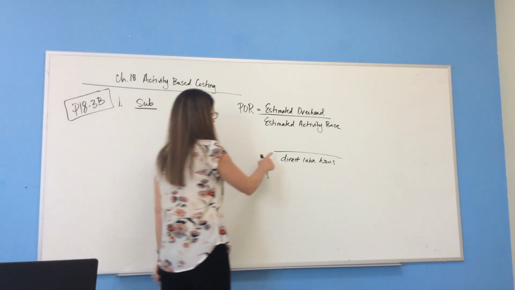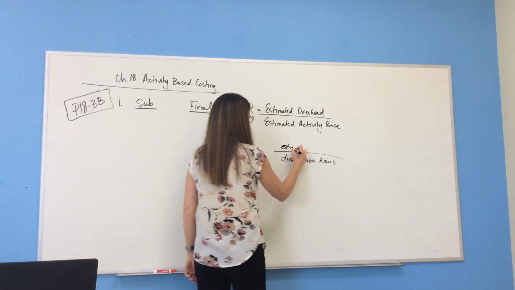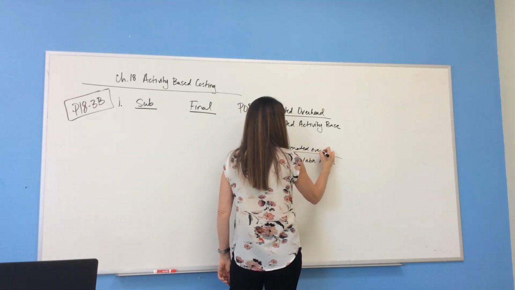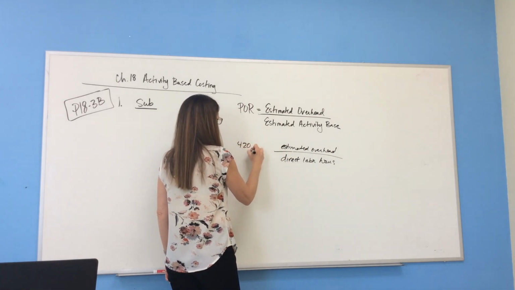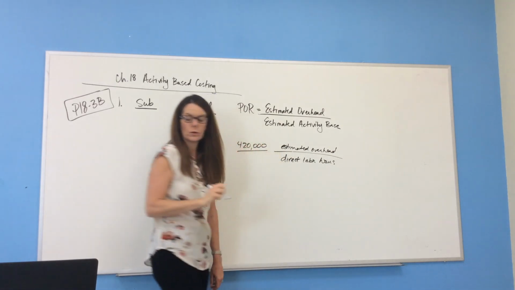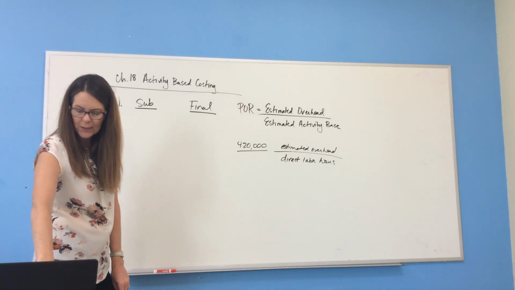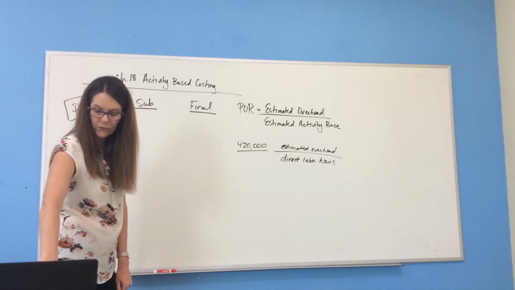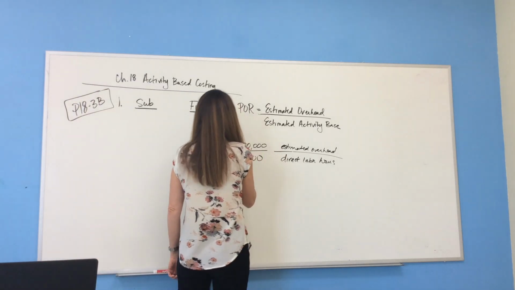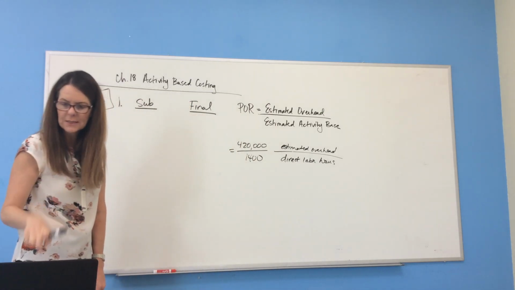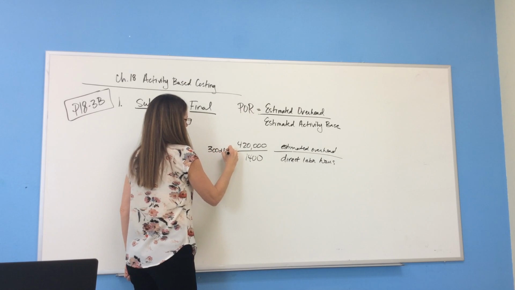So if I came over here and I was going to do this, I've got estimated overhead over, in this case, direct labor hours. I've got 2 of these that I'm going to do. 420,000 over the total direct labor hours for sub-assembly, which is 1,400, the book tells us that. So my predetermined overhead rate for sub-assembly is going to be $300 per direct labor hour.